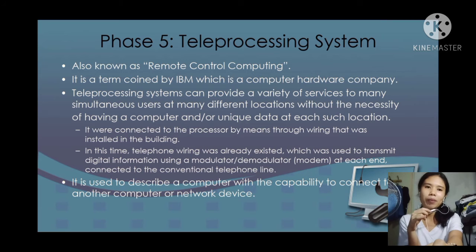So, how did it happen that it can still provide services to many users at the same time but different location? So, nangyayari yon through the wiring that was built in a building. So, kasi in this generation, telephone was already exist. So, yung telephone line at modem yung ginagamit to transmit the information or yung data.